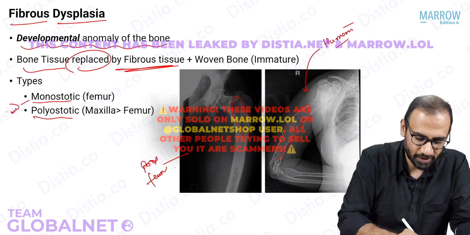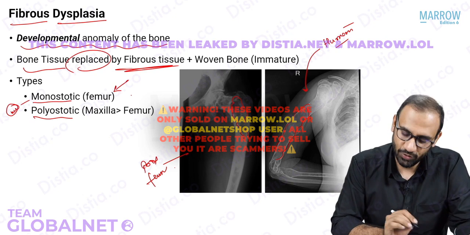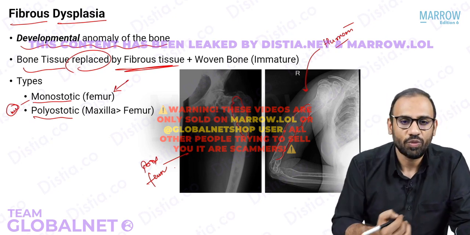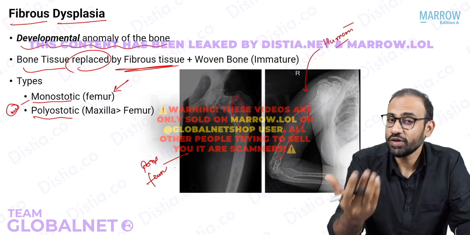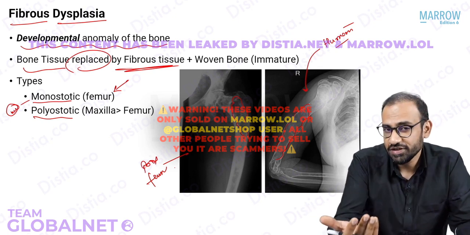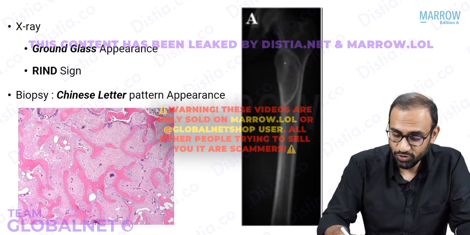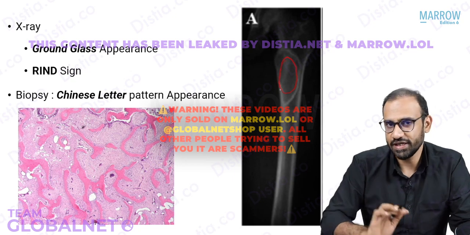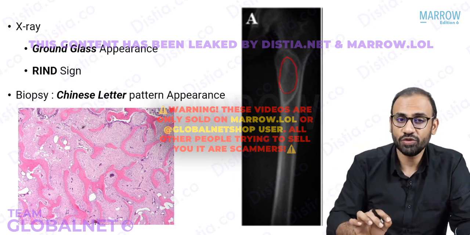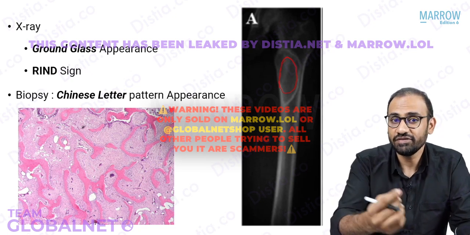Monoostotic is the most common type. It usually occurs in the femur. Okay? It usually occurs in the femur. Now, what happens here? The bone tissue is replaced by fibrous tissue. So, how will it appear on X-ray? What will be the clinical features? So, on X-ray, the bone tissue will be replaced by fibrous tissue. So, there will be lucency or haziness. Classically, lucency and haziness. Now, the surrounding bone of this lucency or haziness will be relatively dense.